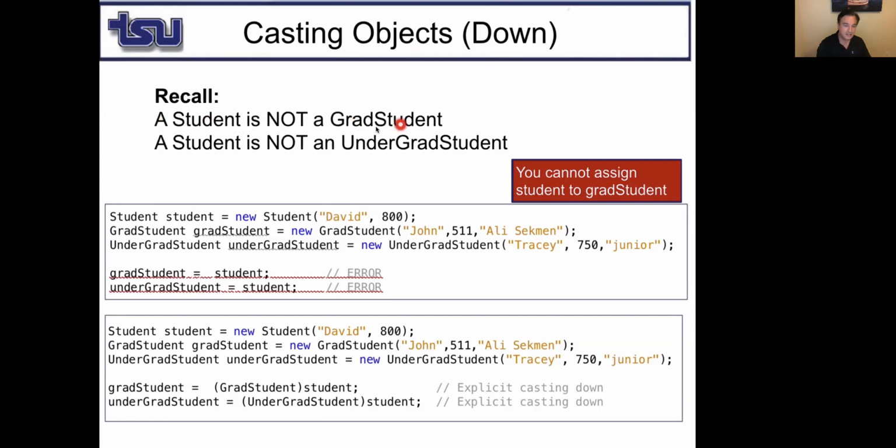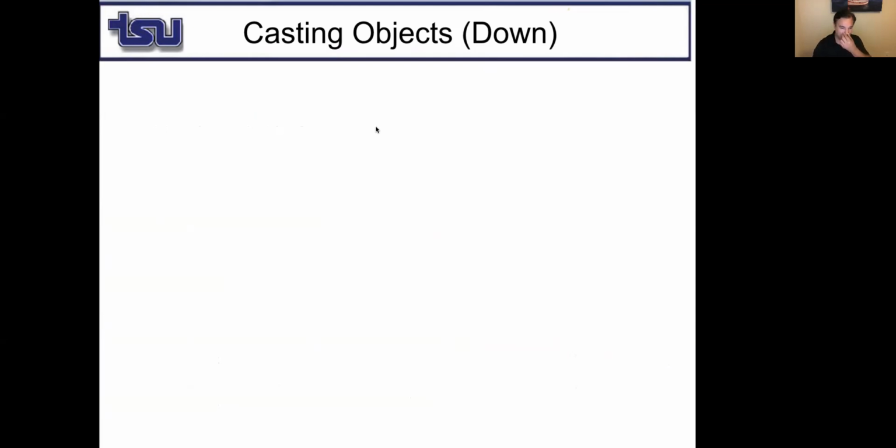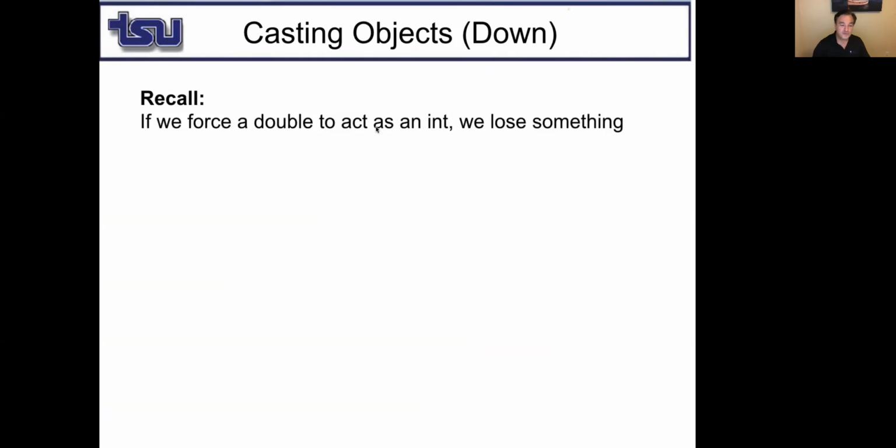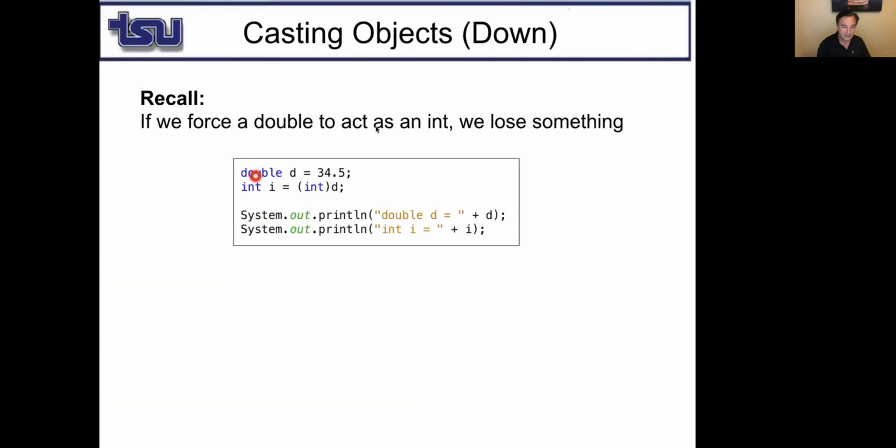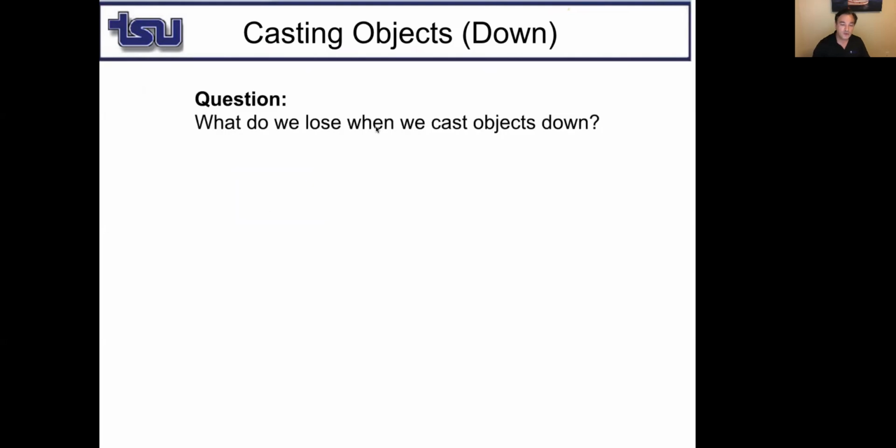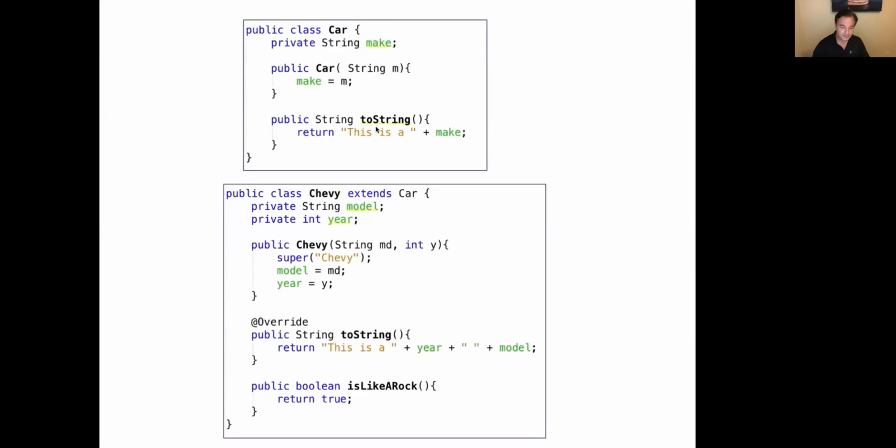A student is not a grad student, a student is not an undergrad student. Well, if we force a double to act as an int, we lose something. For example, here, this is double D 34.5. I will say, okay, Java, I know double is not an int, but I want you to treat it as an int. Then if I print double, it prints 34.5, but if I print I, it prints 34. I lost something. And I knew I might be losing something. Similarly, what do we lose when we cast objects down? Okay, let's see with an example.